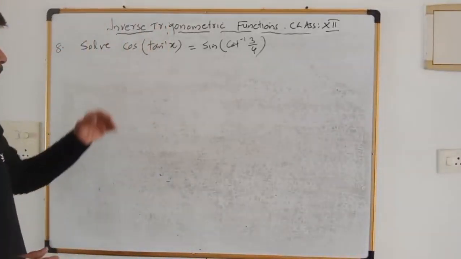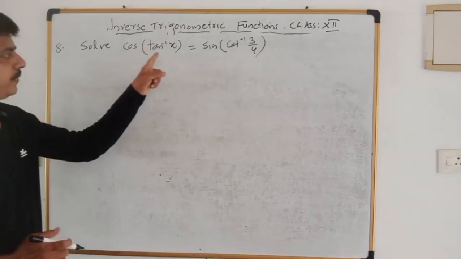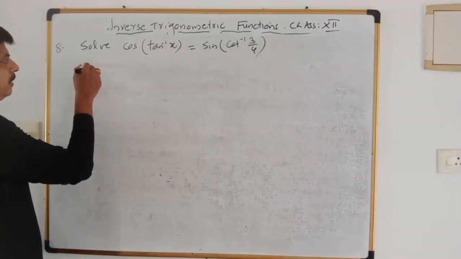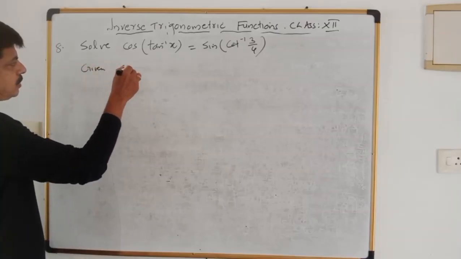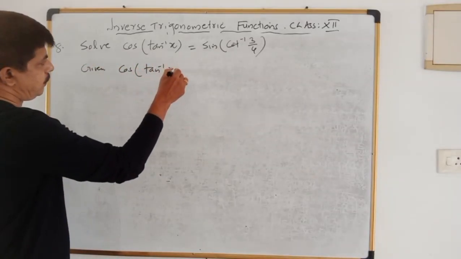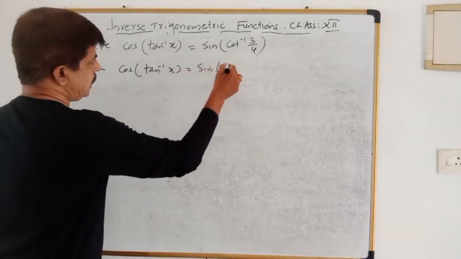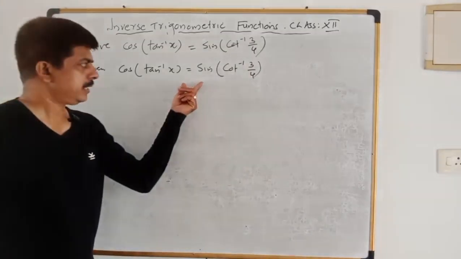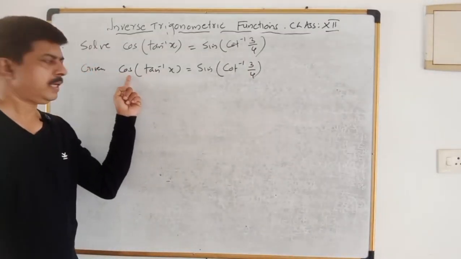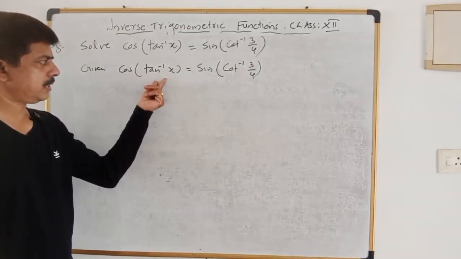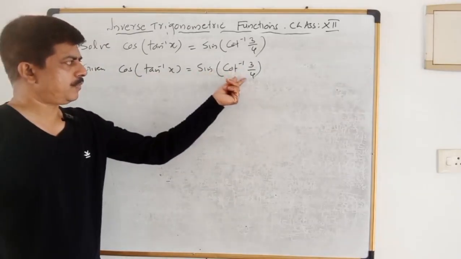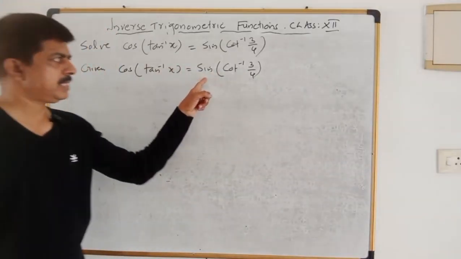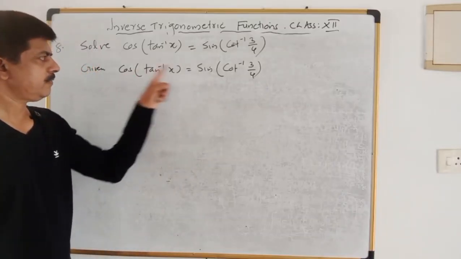Okay, next question. Very simple and very important also. Solve for x: cos of tan inverse x is equal to sin of cot inverse 3 by 4. We are given cos of tan inverse x equal to sin of cot inverse 3 by 4. Look at the equation. In the left side, we can see cos of this inverse trigonometric function, and on this side sine. If we make a common ratio like cos, it would be easy to simplify. So here we have cos, here we have sine.